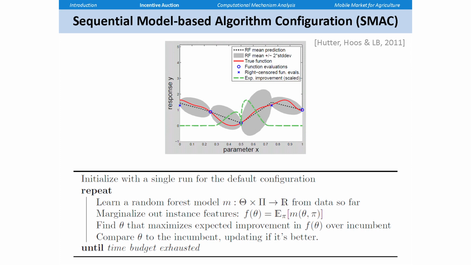So let's imagine that this red line in the graph here is the true performance of the algorithm as a function of x. And of course, I don't know that. If I knew that, I would just minimize that. But I don't get to ever observe that. What I get to do is run the algorithm at particular points and observe its runtime at that point. So these blue circles are places where I actually observed the runtime of the algorithm.